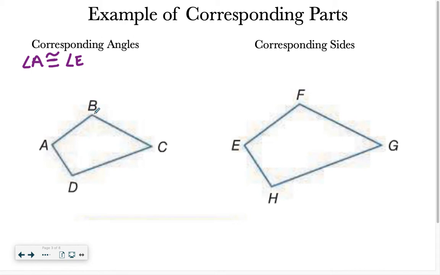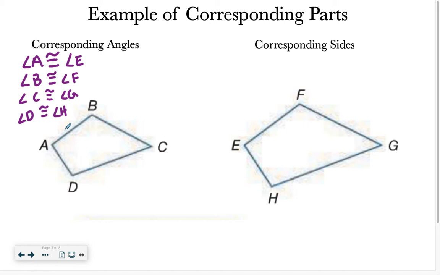Then if I were to look, angle B lines up with angle F, so I would say angle B is congruent to angle F. Angle C is the same as G, so I'd say angle C is congruent to angle G, and then angle D is congruent to angle H. Okay, so now I've compared all of the angles.